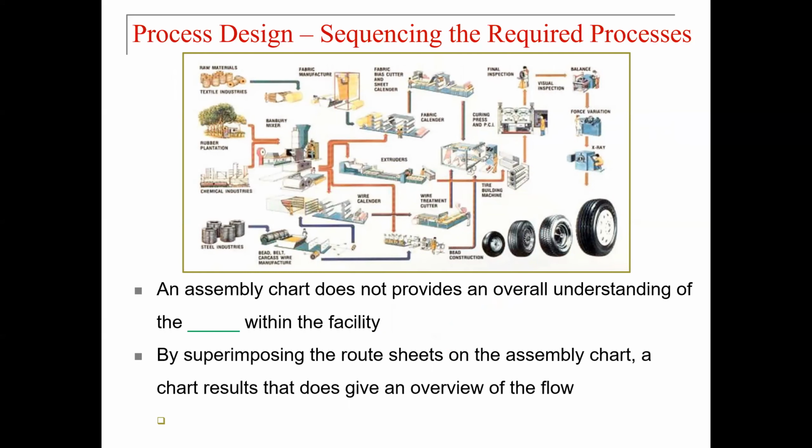An assembly chart does not provide an overall understanding of the flow within the facility. We can obtain that type of information by superimposing the route sheet and the assembly chart. A chart results that gives us an overview of the flow, and that's called the operation process chart.